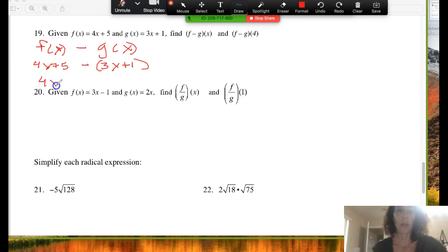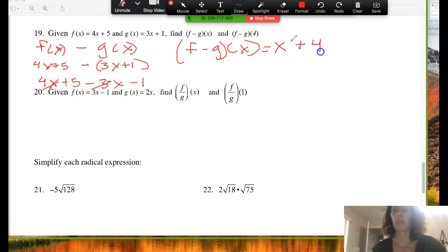So this would be 4x plus 5 minus 3x, distribute the negative, minus 1. So if I simplify this, I'm going to get (f minus g)(x) is equal to 4x minus 3x, which will just be 1x. And then 5 minus 1 is 4. So it's going to be equal to x plus 4.